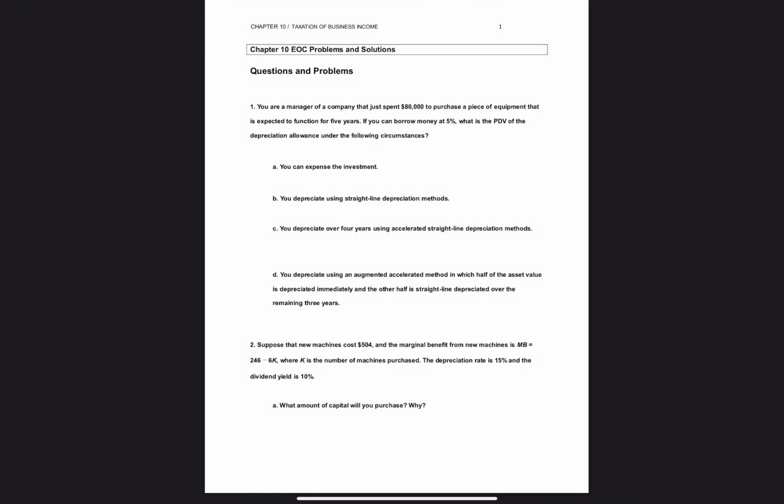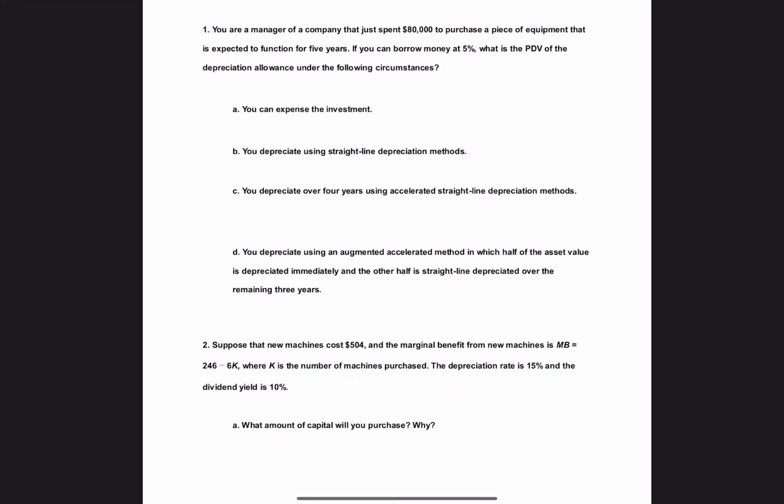So, exercise number 2. Suppose that new machines cost $504 and the marginal benefit from new machines is given by 246 minus 6 times K, where K is the number of machines purchased. The depreciation rate is 15% and the dividend yield is 10%.